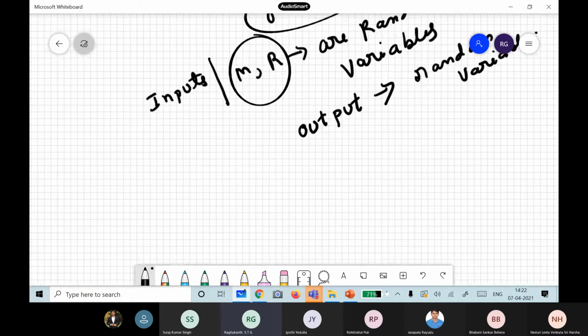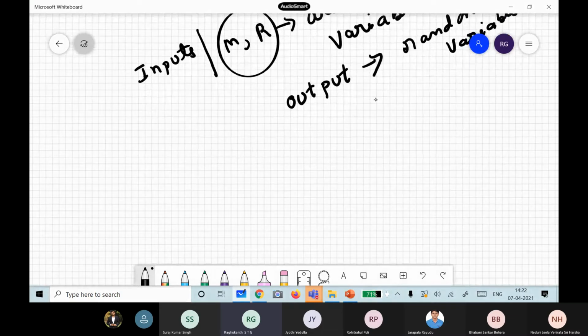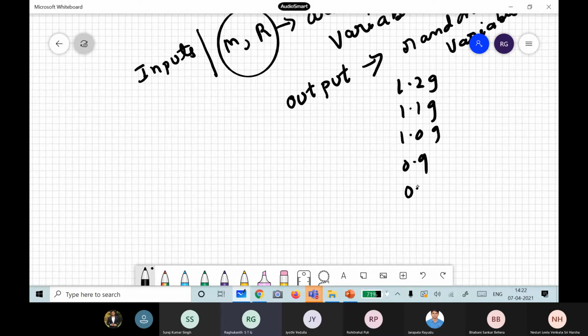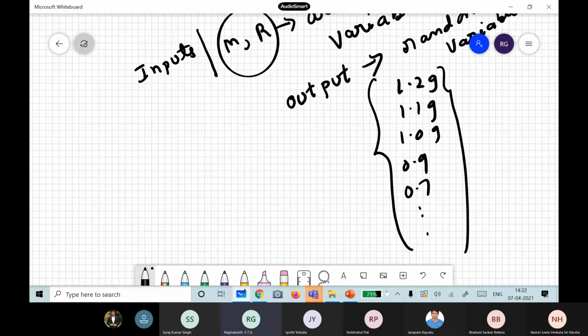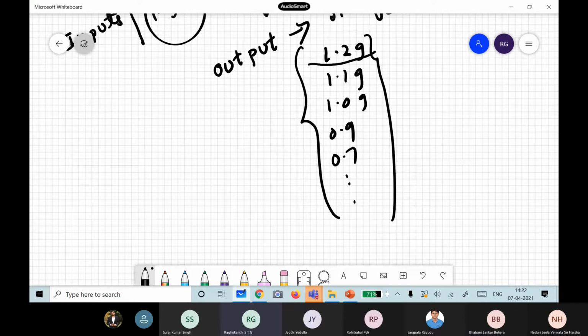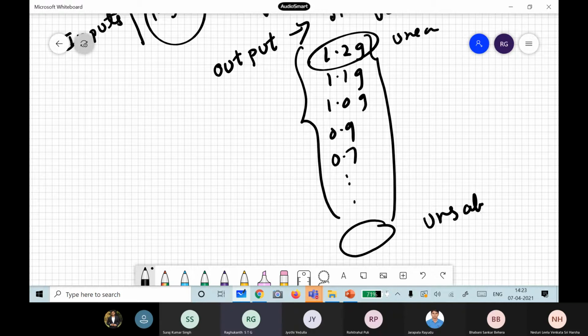For all possible combinations, as I already told you, you have several PGAs, like 1.2g, 1.1g, 1.0g, 0.9, 0.7, like this. You have several combinations of PGA. Now what we are saying is, if you design for the highest, it is an uneconomical design, and the lowest is unsafe. Now how do we take these values?